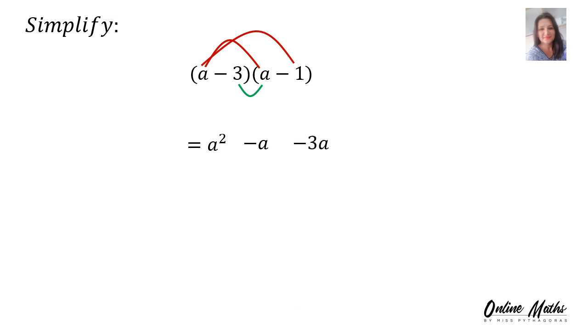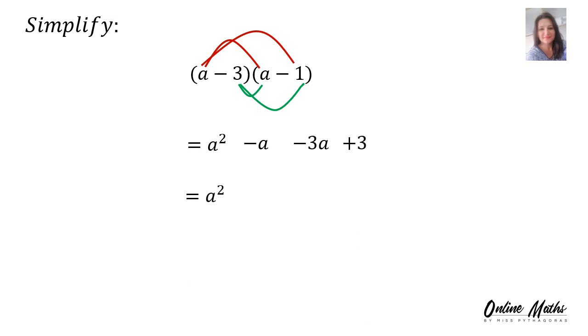Let's do another example. Simplify. Two binomials: (a - 3) times (a - 1). a times a is a squared. a times negative 1 is negative a. Minus 3 times a is negative 3a, and negative 3 times negative 1 is plus 3.